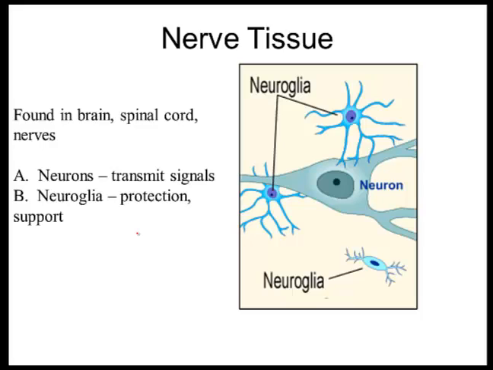Okay, and the last type of tissue, which we're going to spend a lot more time with later in the year, is your nerve tissue, mainly found in your brain, your spinal cord, and then the nerves that go around the body. There are two main types of cells that make up your nervous tissue. Neurons transmit signals around the body, and neuroglia protect and support those neurons so that they can do their job correctly. So those are your four types of tissue: epithelial, connective, muscle, and nervous tissue. And most of those we're going to go into a lot more detail later on in the year.